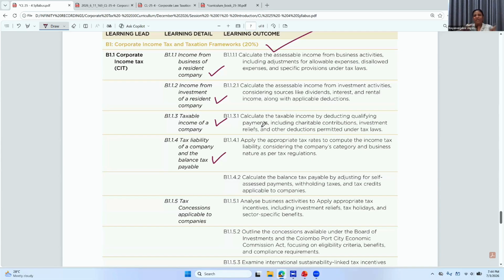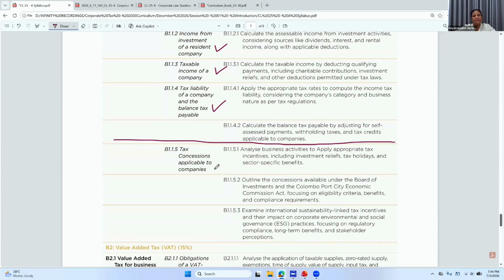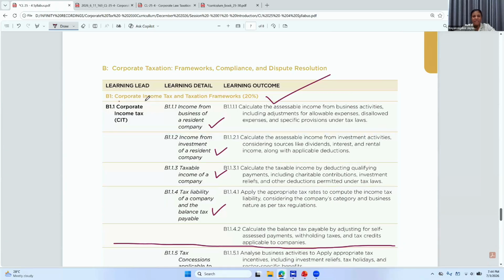To test this part, I now need to come to your latest paper, to give an understanding of the open book reference materials and how the student is going to use them. These are very, very important things. For this one, there is a calculation question with 20 marks allocated. From this, I need to put a line, and then I need to come to the second, which is tax concessions applicable to companies. Now we are in corporate income tax and taxation framework.